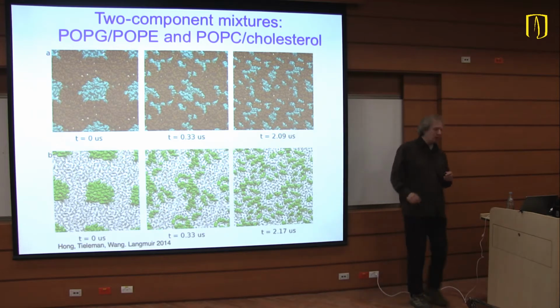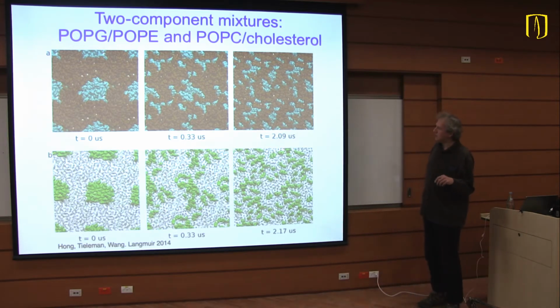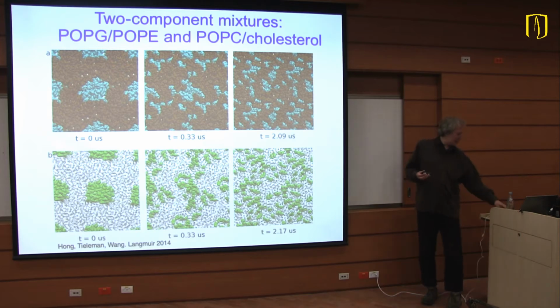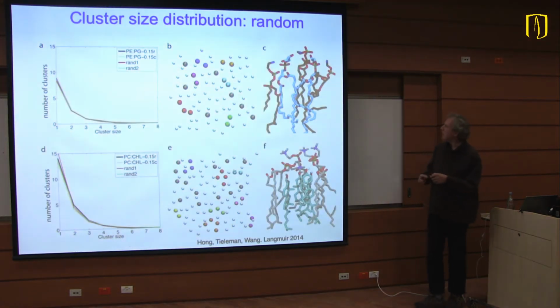So this is actually something to worry about in simulations. It's very difficult to tell. So if you look at this slide, we analyzed this in some detail. If you look at local snapshots, oh look, these blue lipids are clustering, or the cholesterols here form a cluster. But actually, if you take two components and you put them on a grid, you actually get clusters randomly.